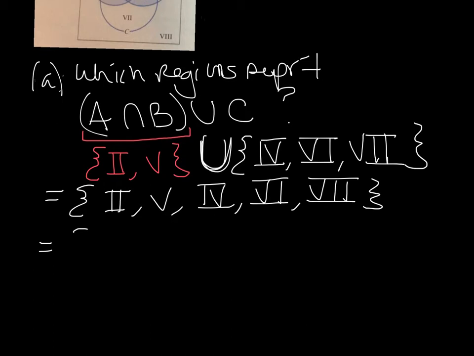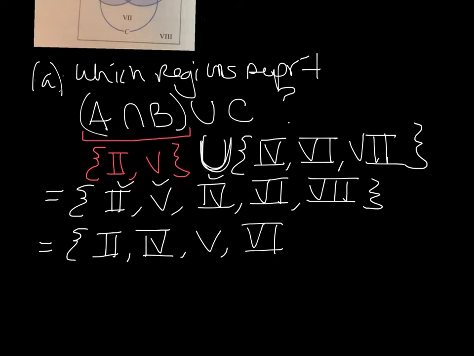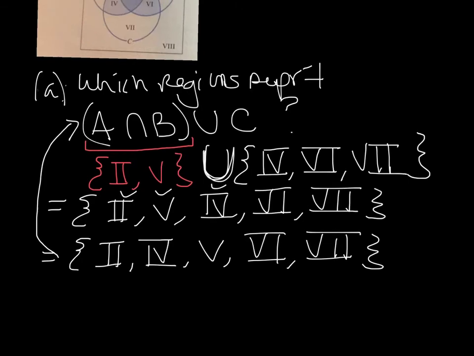So 2 is first. Okay, so that's done. 3, we don't have 3. The next one's 4. So here's 4. 5, here's 5. 6 and 7. Okay, so that is what our problem is asking. That equals that set. And let me just move up.